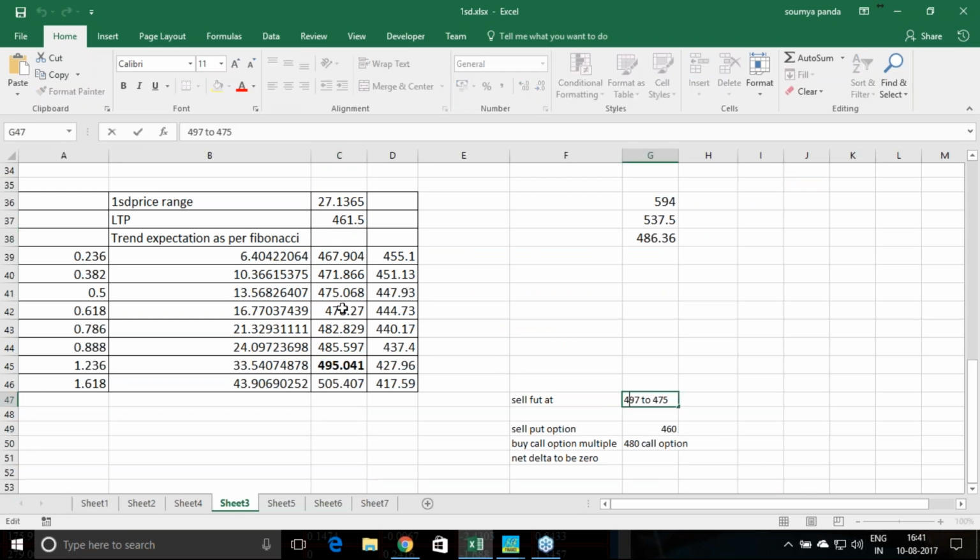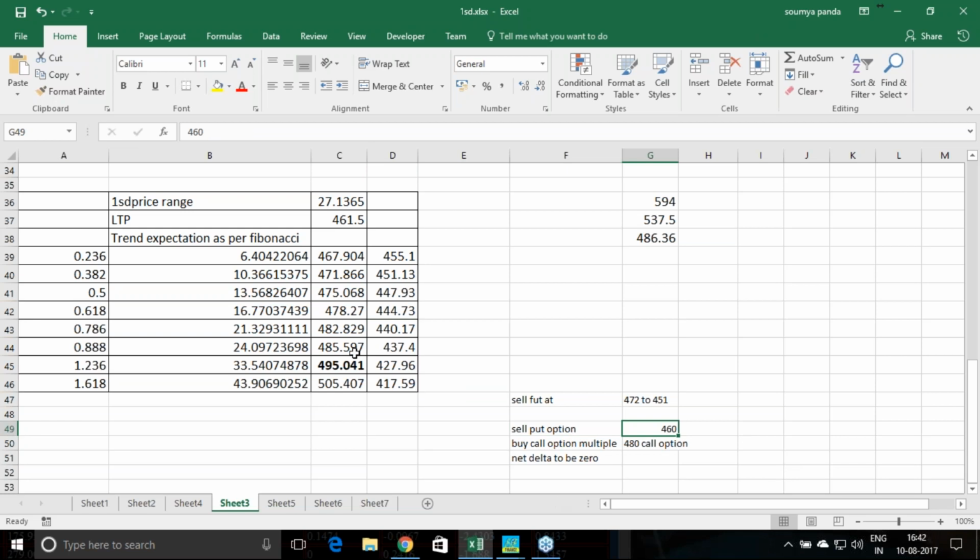Here it says the revised levels are that we can sell the future between 472 and 451. Once we are selling it here, we are finding there is a trend reversal. This 0.618 to 0.786 is the trend reversal zone, and it will also be in line with our third cycle, 444 to 440. So I'll be advising to sell a 460 put option along with that.